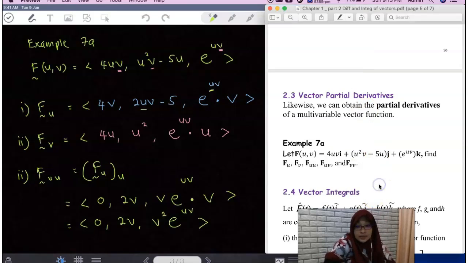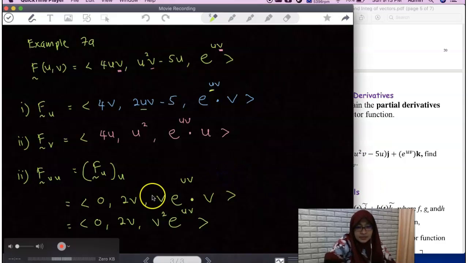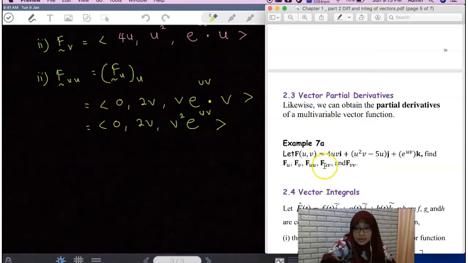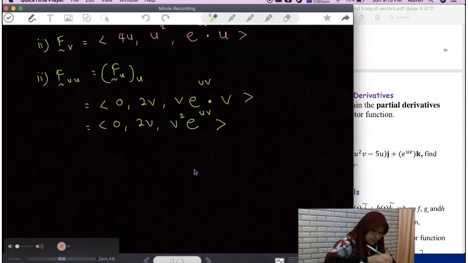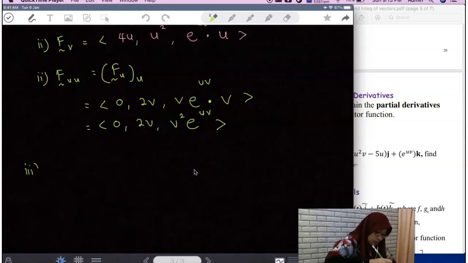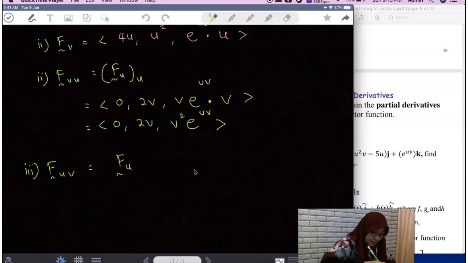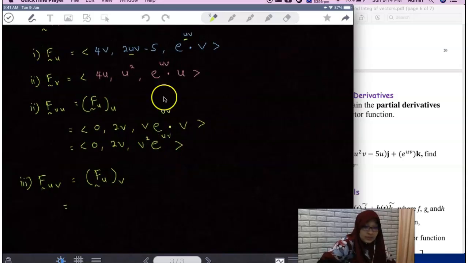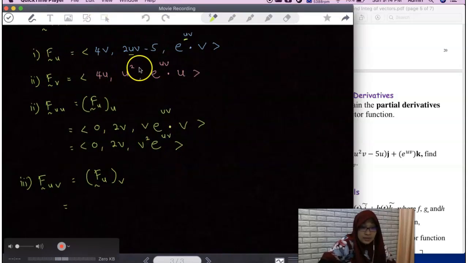Okay, so that is second order. And then the mixed partial derivatives. If you look there, you have f_uv. What does that mean? It means f, u, and then v. You find out f_u first, you get the value, and after that you differentiate with respect to v. So again, we are using the result of the first derivative, f_u, and we differentiate this with respect to v now.